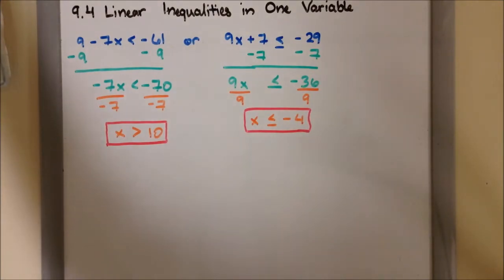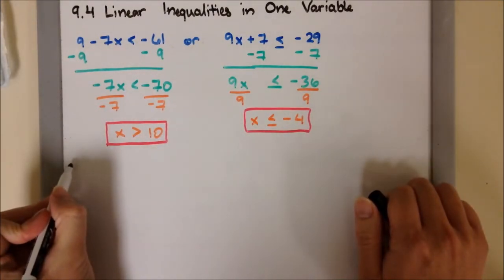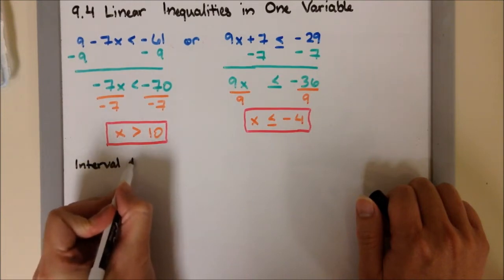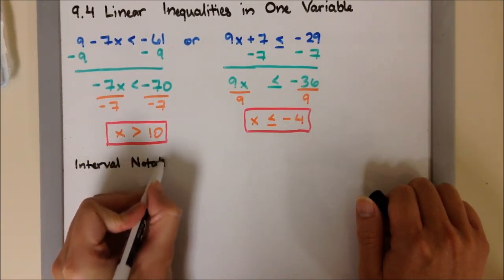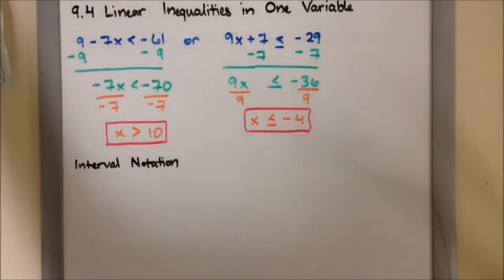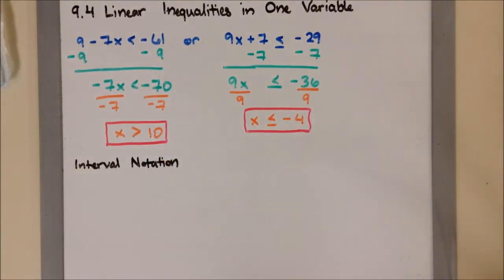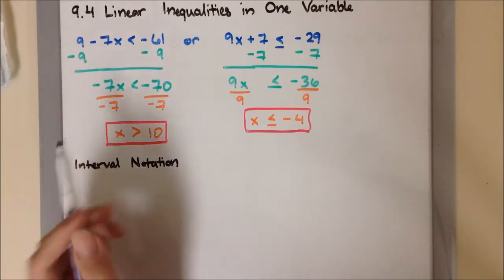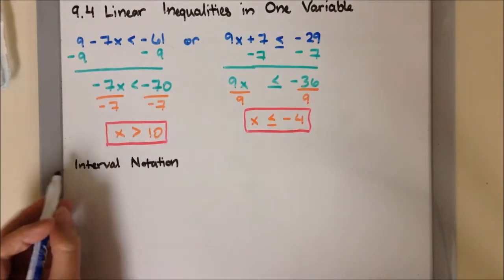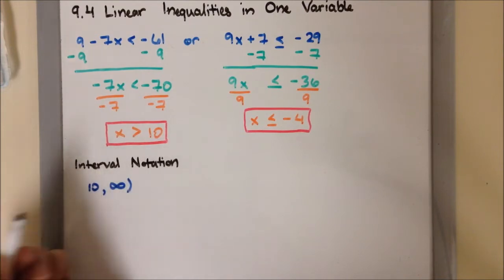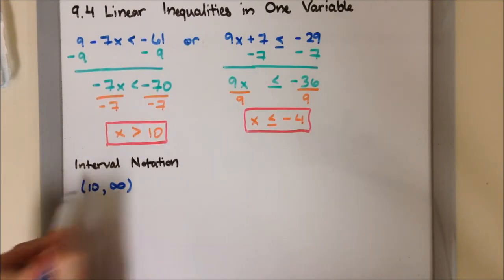Now if I were to do it in interval notation, let me write over here. For the first one, x greater than 10, that means any number that's greater than 10 will be valid for this inequality. To write it, I'm going to start with the lowest number between 10 and infinity. So 10 will be on the left side, and infinity will be on the right side. Always use parentheses on infinity. Since it's x greater than 10, I'm going to use a parenthesis on the 10.